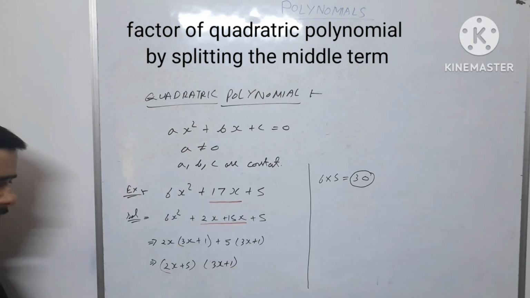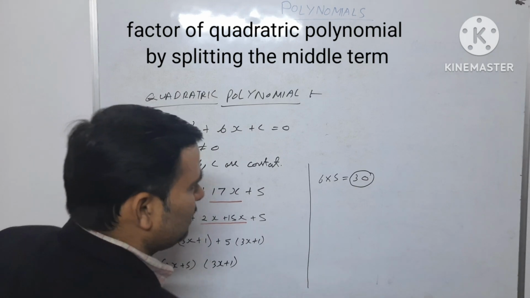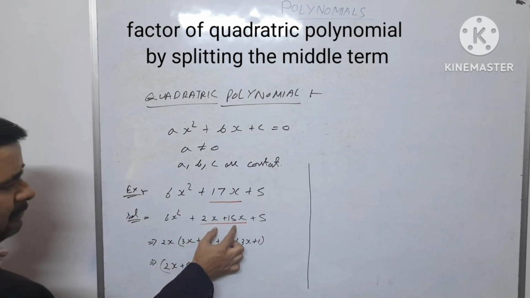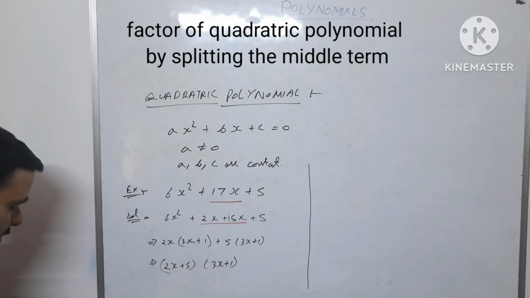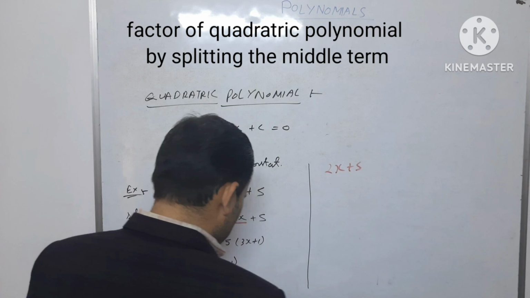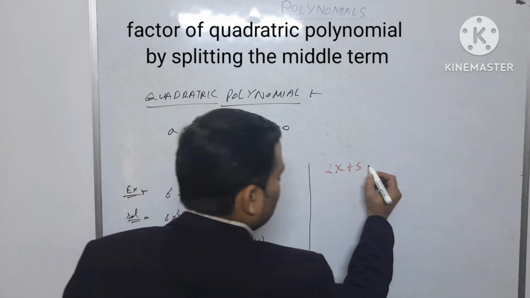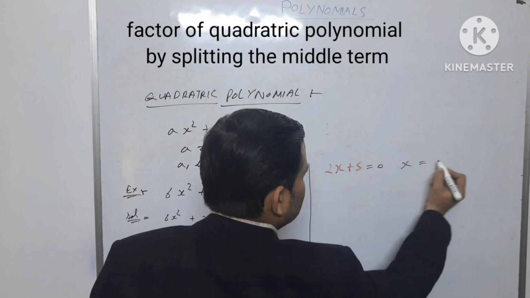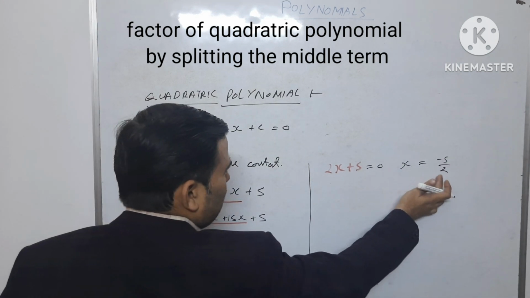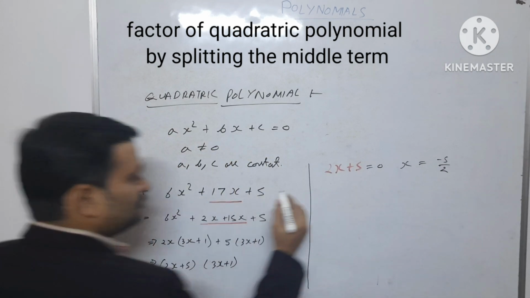Now we can verify that these are the two factors of this quadratic polynomial, and we have found these factors with the help of splitting the middle term. Now we can verify whether this is a factor of this polynomial or not. From here the first factor is 2x plus 5. If we set this equal to 0, we get x is equal to minus 5 by 2. Now we put minus 5 by 2 in this polynomial.